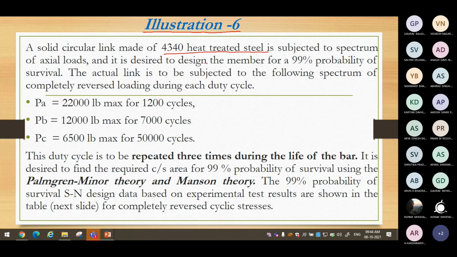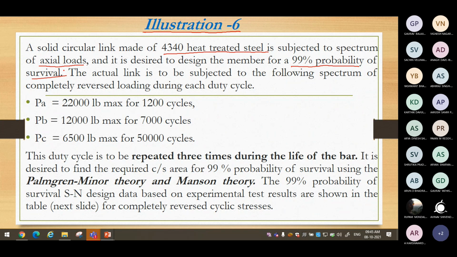4340 is subjected to spectrum of axial loads. So make a note of this point. It is not bending load now. It is axial load. And the design member should have 99% of the probability of survival. That means 99% of the component you design should not fail. That indicates we have to shift the median life S-N diagram, 50% life, towards further low, because 99% of the components we want to survive, not fail.